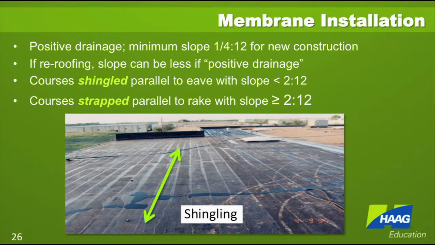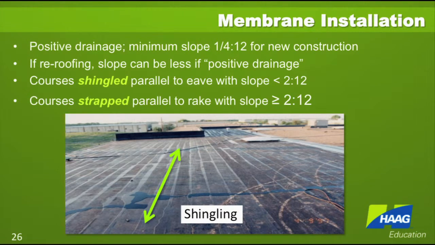The most common way of doing the felt plies is in a shingling manner. The photograph in this slide shows that the roof slopes down from right to left. And so the plies are installed parallel to the edge of the roof on the left. The water is going to go perpendicular to the felt plies. And that's the case when the slope is less than 2:12.